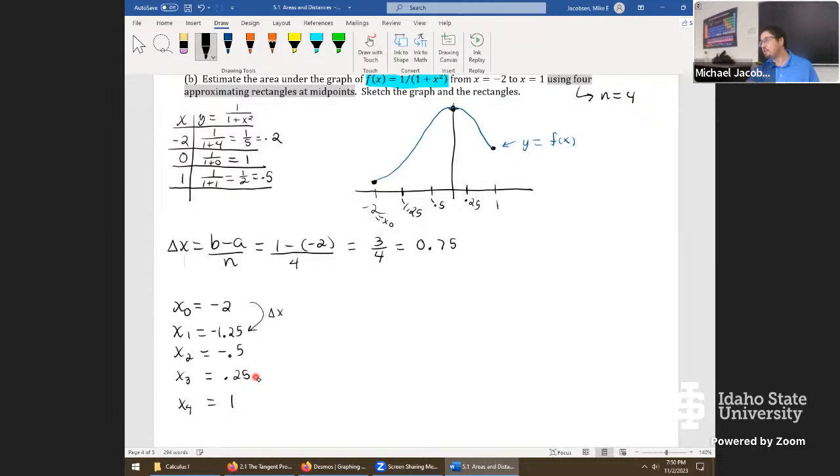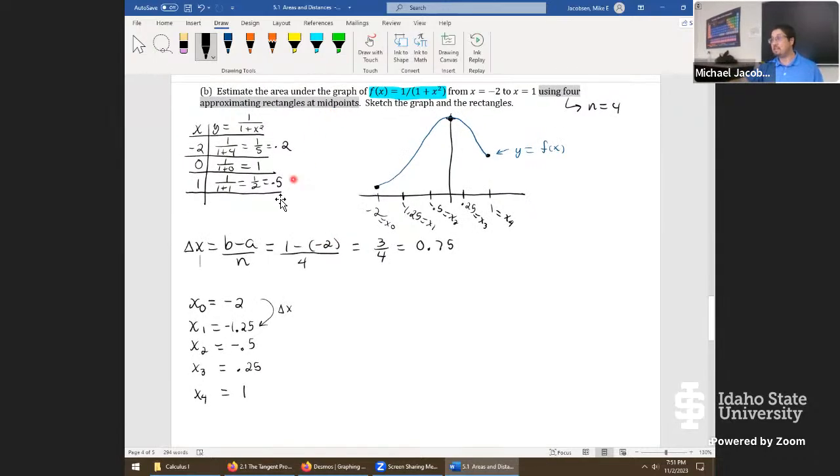So we now have x0, x1, x2, x3, and x4 all settled on the graph. But the problem now is we are not using a left endpoint rule nor a right endpoint rule. We're using midpoints this time.